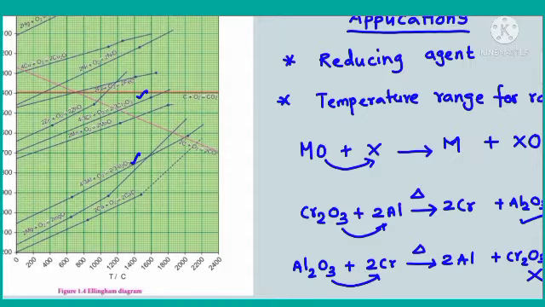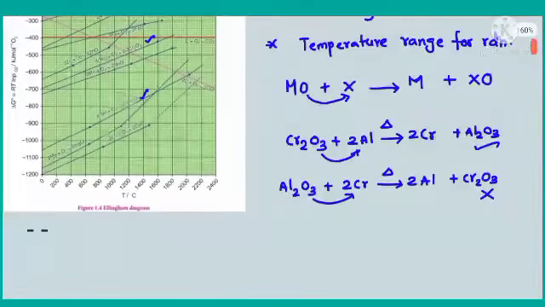So that is how this Ellingham diagram is helpful for selecting the suitable reducing agent for reduction of a metal oxide into metal. Basically, the metal which is lying below in the Ellingham diagram can act as a reducing agent for the oxide which is lying above. Here we are using aluminum as a reducing agent for reducing chromium oxide, isn't it?